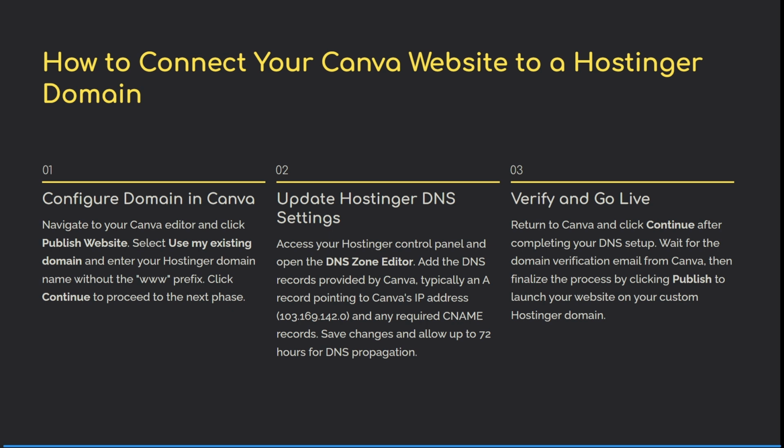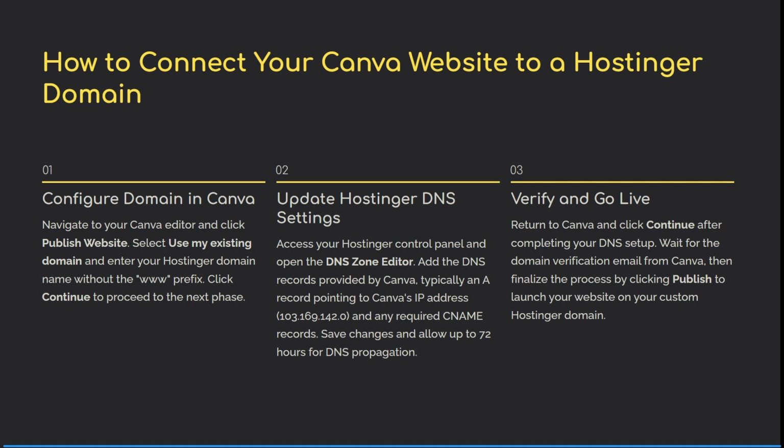You then need to access your Hostinger control panel and open the DNS zone editor. You now need to add the DNS records provided by Canva. This is typically an A record pointing to Canva's IP address, which will be the following, and any required CNAME records. You can then save the changes and allow up to 72 hours for the DNS propagation.